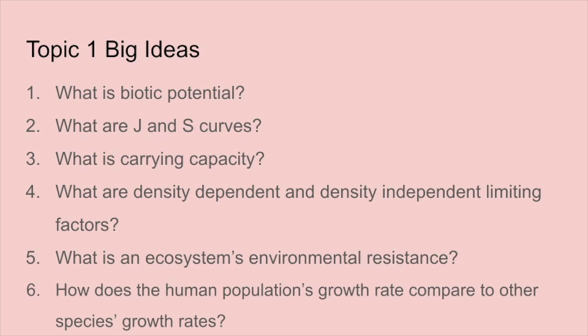Okay, and back to these. So what is biotic potential? What are J curves and S curves? What do they show? What is the carrying capacity? What are density dependent and density independent limiting factors? What is meant by an ecosystem's environmental resistance? And how does the human population's growth rate compare to other species' growth rates?